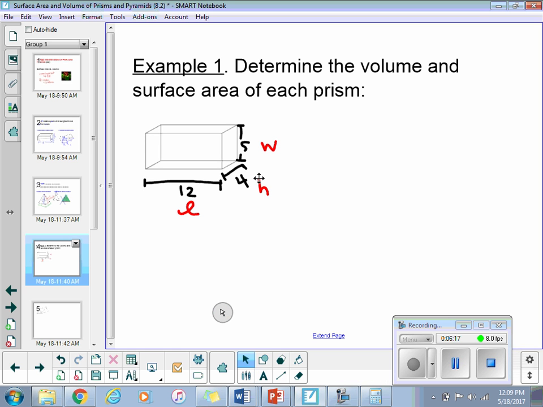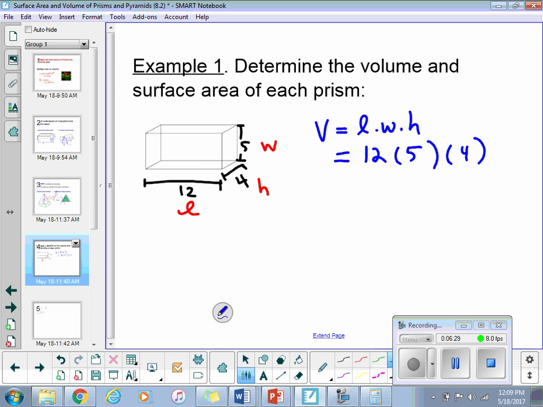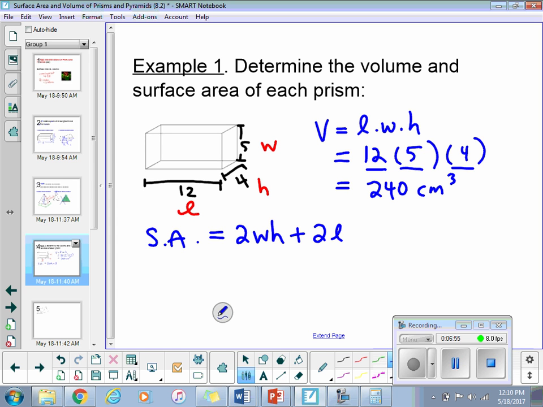And when you look at the equation to calculate volume, volume is going to be your length times your width times the height. So 12 times 5 times 4. Each of those has a unit of centimeter. So you end up with 240 centimeter cubed, because the 12 has a centimeter unit, a centimeter unit, a centimeter unit. So the volume units are cubed. To calculate your surface area, the formula says that 2 times the width times the height plus 2 times the length times the width plus 2 times the length times the height.